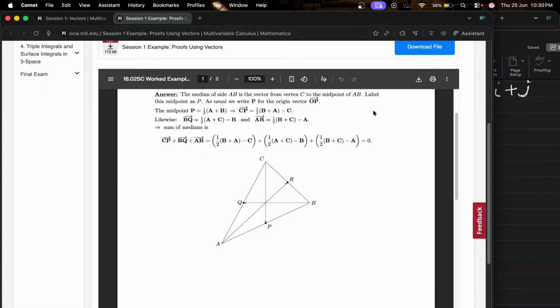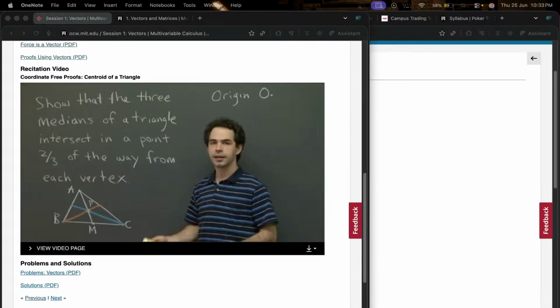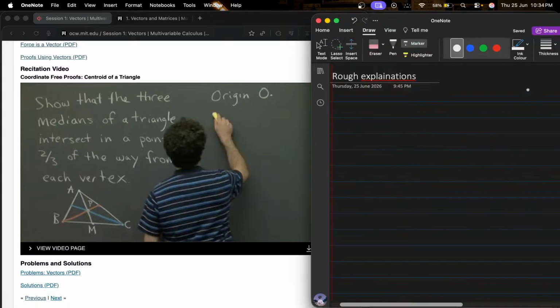Now I want to look at what the vector from O to P is in terms of the vectors connecting O to A, B, and C. Those are the vectors that determine the vertices of the triangle. I want to relate the location of P to the locations of A, B, and C. I know how P is related to A and M, and I know how M is related to B and C. So let's first figure out the position vector of M in terms of the position vectors of A, B, and C, and then we can use that to figure out the position vector of P. M is the midpoint of the segment BC.